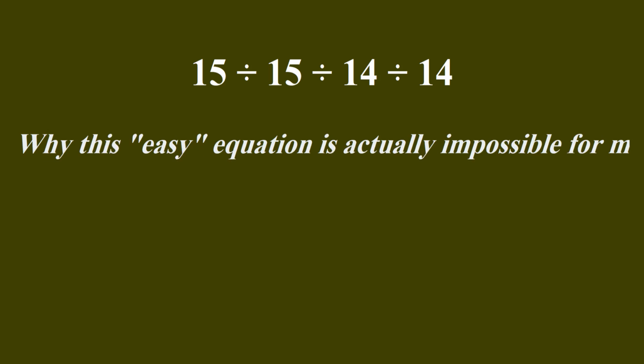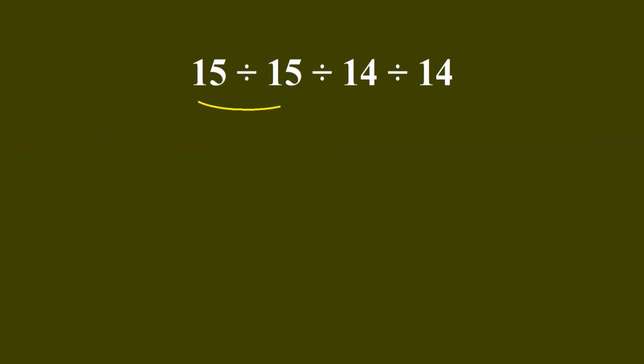In today's broadcast, 15 divided by 15, which equals 1, and 14 divided by 14 equals 1. Now we have this problem, 1 divided by 1, which equals 1. But this answer is not correct because according to the order of operations, we must do this division, then this division, and at last this division.